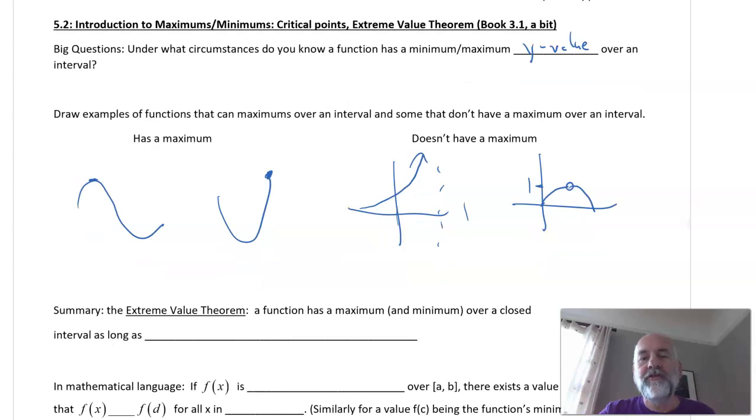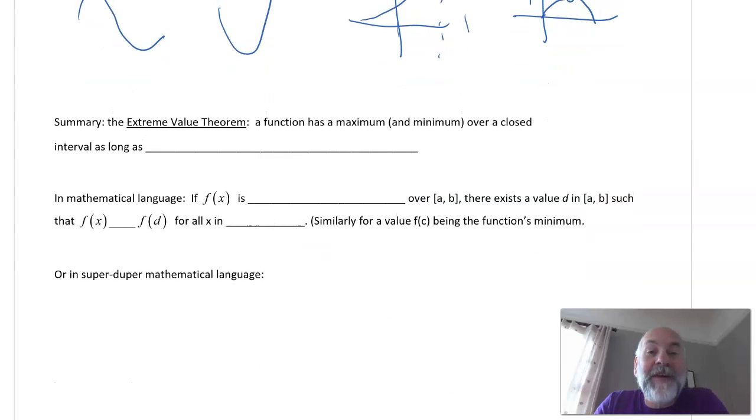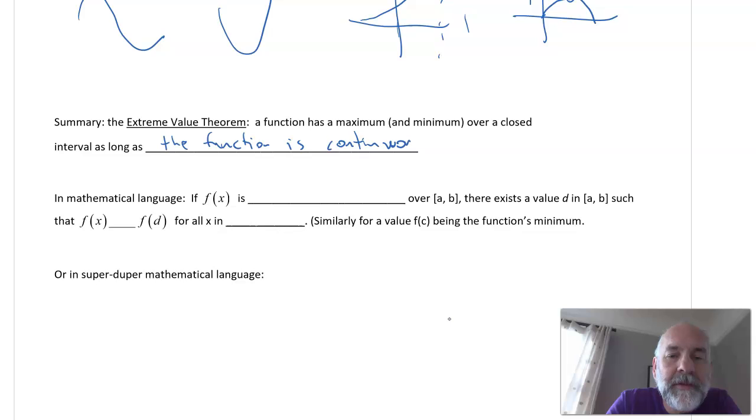So the summary then is the extreme value theorem, which is that a function has a maximum and a minimum, but we're just going to say maximum most of the time, but everything here applies for minimums too. It has a maximum over a closed interval as long as the function is continuous over the closed interval, so over a to b.